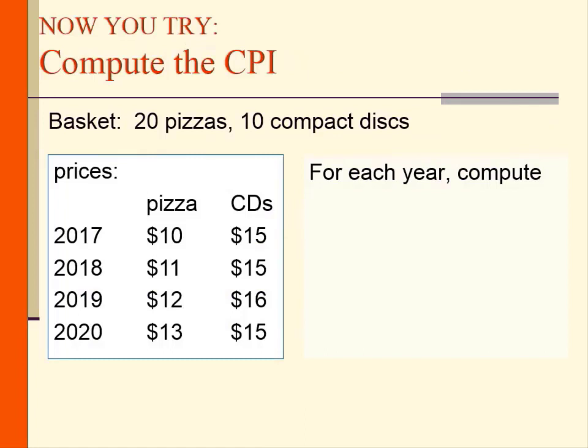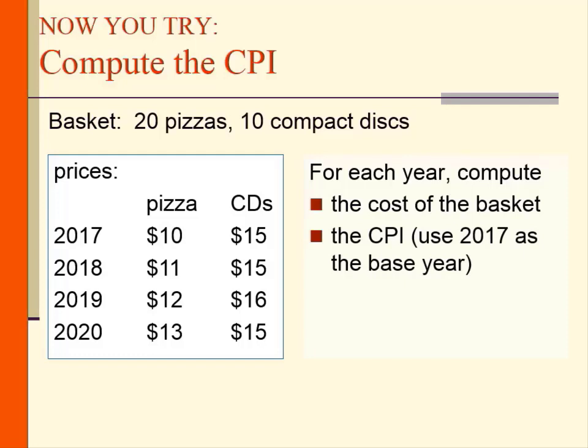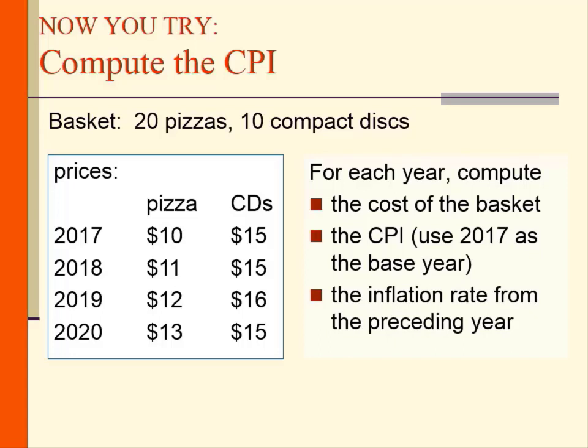Now let's try this exercise to reinforce this. Let's assume there are 20 pizzas and 10 compact discs in the basket of a typical household in this economy. The prices of pizzas and CDs are given as below for 2017, 18, 19, and 20 respectively. The question is, for each year, compute the cost of the basket first, and then the CPI using 2017 as the base year, and the inflation rate from the preceding year.